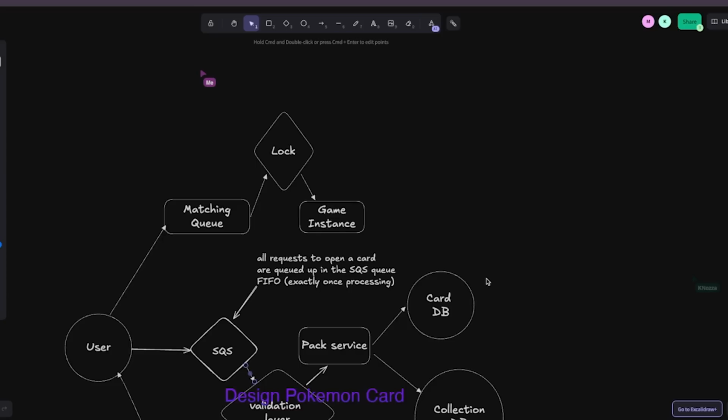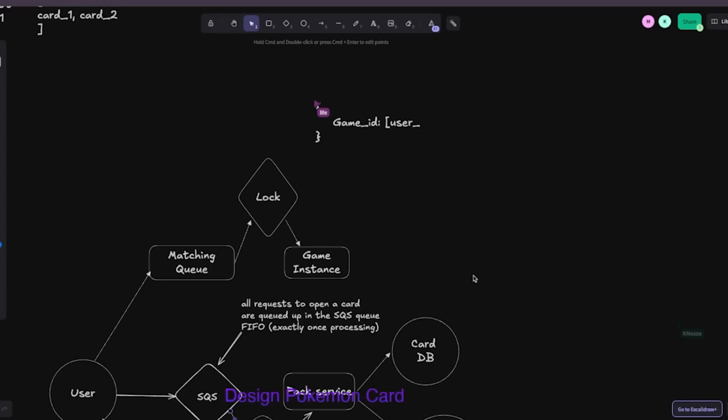So I'm thinking when something is successfully matched, this is what I'm picturing being written to the log: the game ID, then the user ID. Or maybe do it as a tuple. I mean, it doesn't really matter too much.